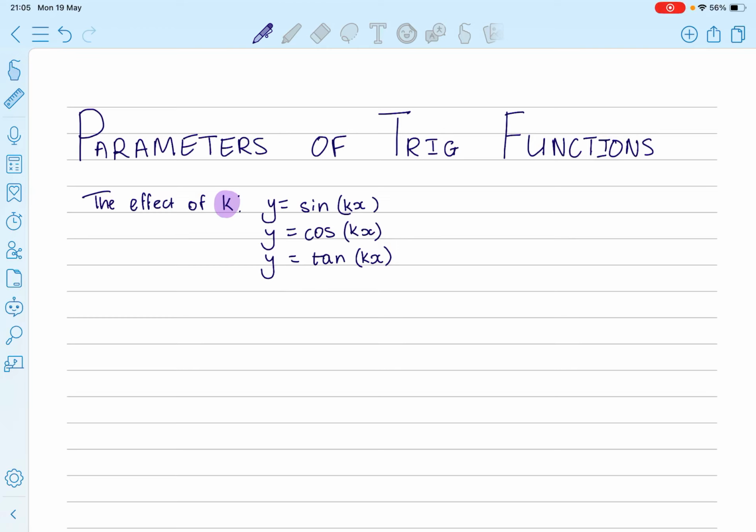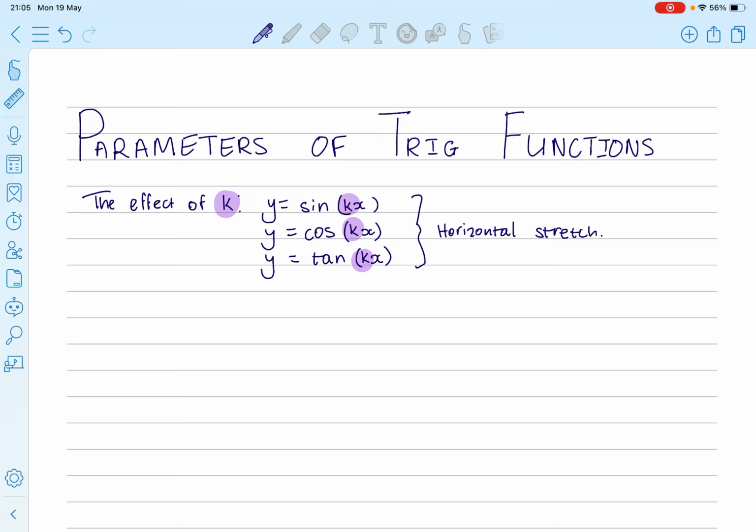Hi there. In today's video, we'll be looking at parameters of trigonometric functions, and we are looking at the effect of k. And k is the coefficient of x. So k, as you can see, is over there inside our function. So the effect of k is that it is going to cause a horizontal stretch.